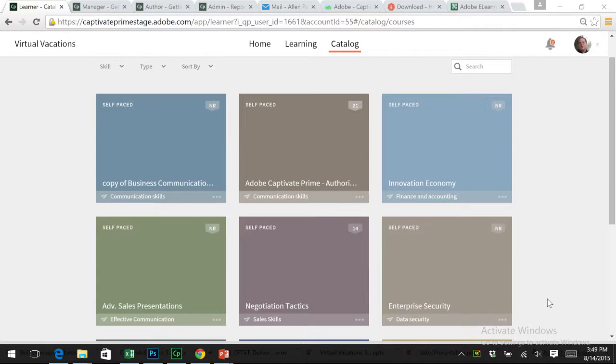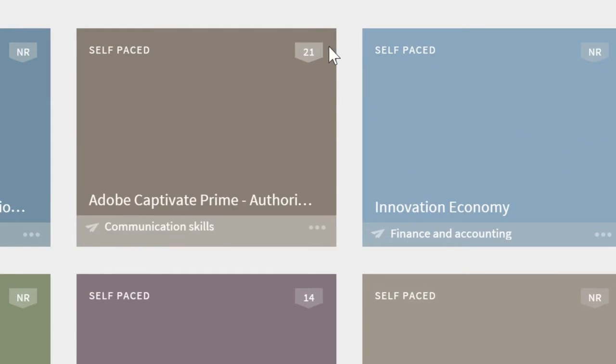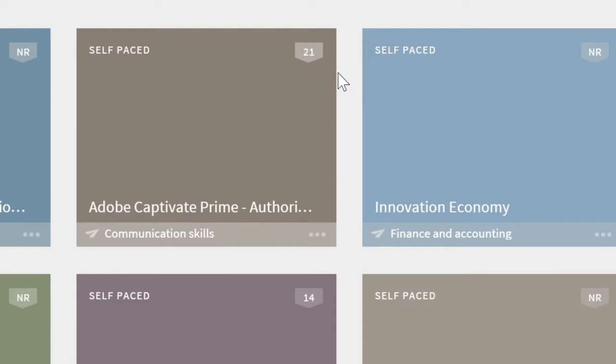Let's talk briefly about course effectiveness in Adobe Captivate Prime. Here, I'm in the Learner catalog, and you may have noticed that there's a little banner here with a number on the top of several courses. Some say NR, and that means that they're not yet rated.